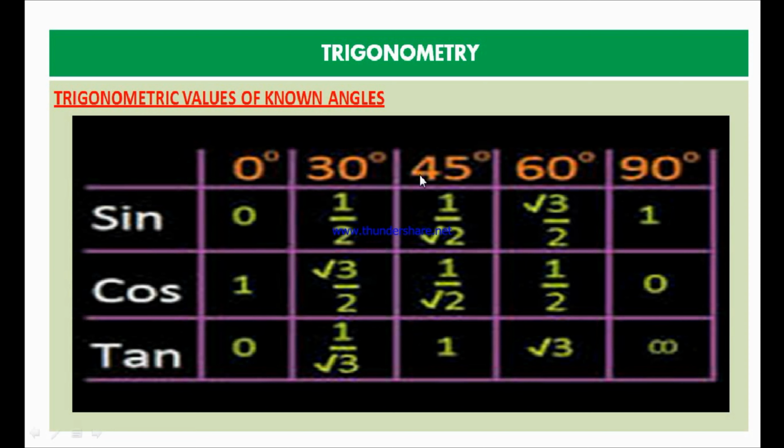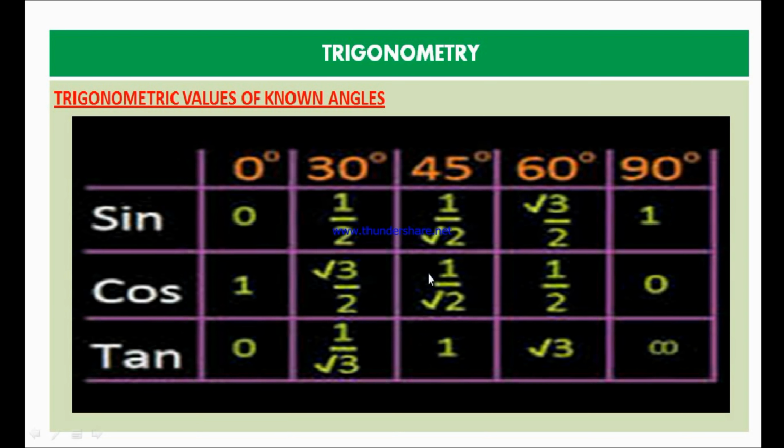And tan 45 degrees is equal to 1 by root 2 divided by 1 by root 2, which is 1. Tan 60 degrees is equal to root 3 by 2 divided by 1 by 2. The 2 and 2 will be cancelled. Root 3 is tan 60. And tan 90 degrees is equal to 1 by 0, which is infinity. These are the trigonometrical values of known angles.